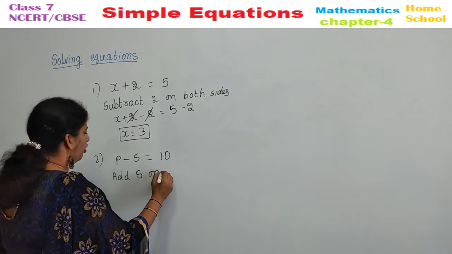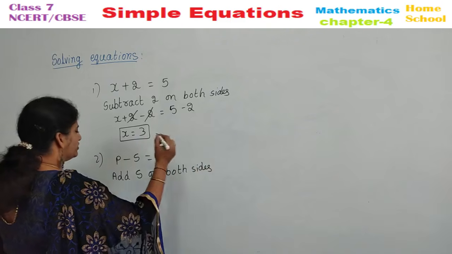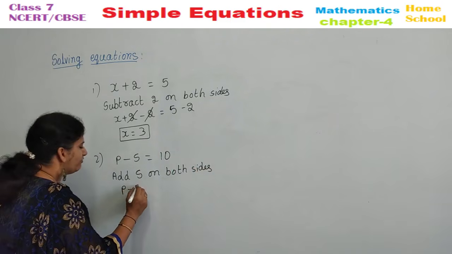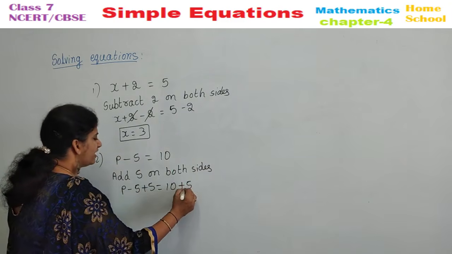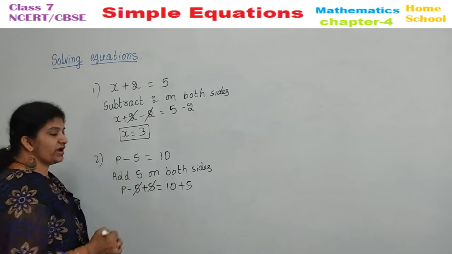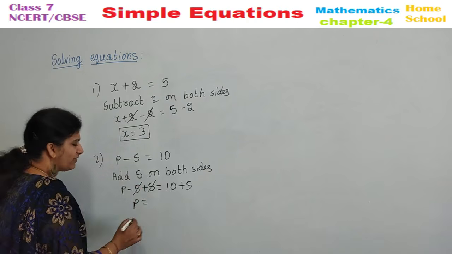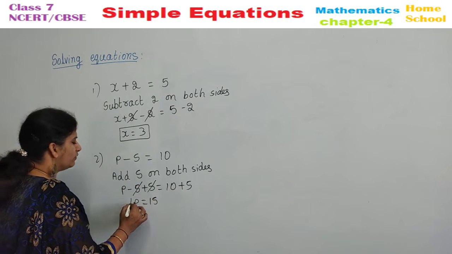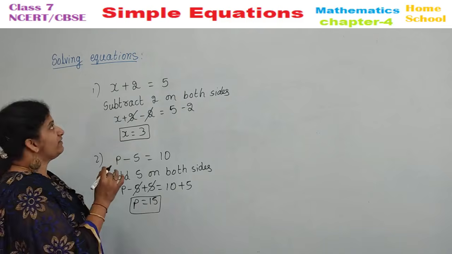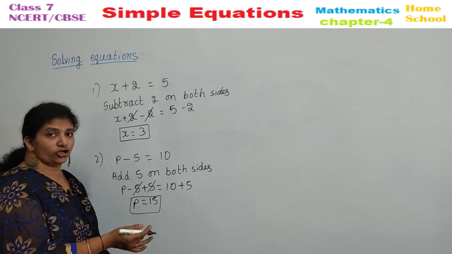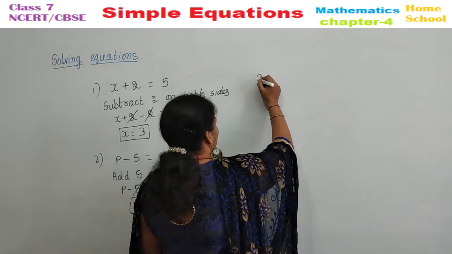Add 5 on both sides. 5 plus 5. This side 10 plus 5. Minus 5 plus 5 will be cancelled. p is equal to 10 plus 5, that is 15. What is the value of p? 15. This is the way we need to solve the equations in order to find the value of the variable. Third example.